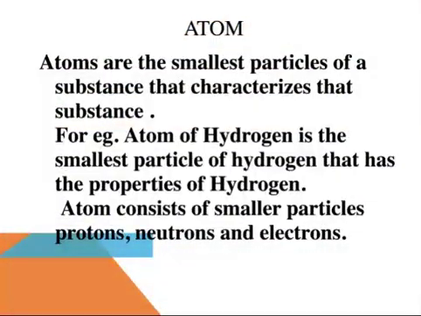Atoms are the smallest particle of a substance that characterizes that substance. For example, an atom of hydrogen is the smallest particle of hydrogen that has the properties of hydrogen. An atom consists of small particles called protons, neutrons and electrons. Protons are positively charged and neutrons have no charge, and they make up the nucleus of the atom. The electrons move around the nucleus and they are negatively charged.